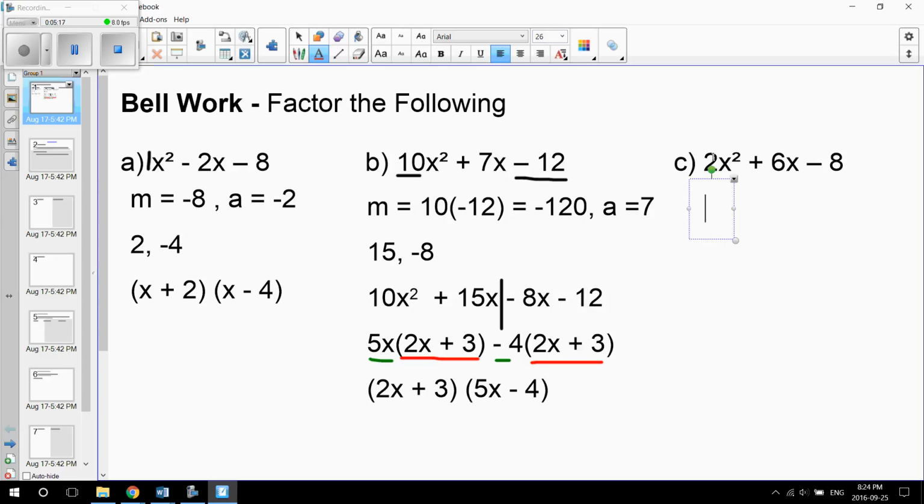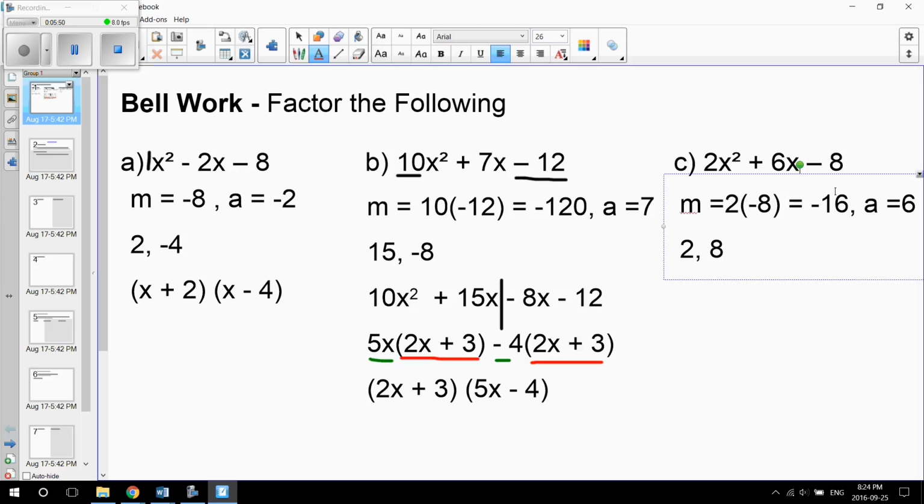Again, there's a number in front of that x squared, so we know that our m value has to be 2 times the last value, which is 2 times the negative 8. So we know our multiply value is a negative 16. And our add value is always the middle, which in this case is a 6. So we need two numbers that multiply to a negative 16 that add to a 6. Once you go through the different options, we know that 2 and 8 are going to work.